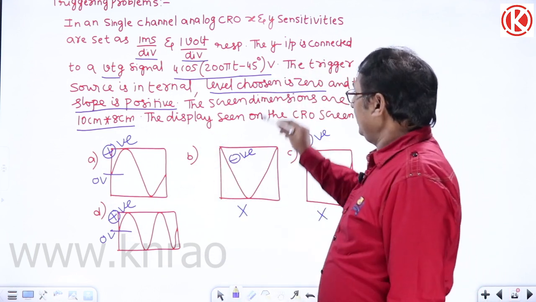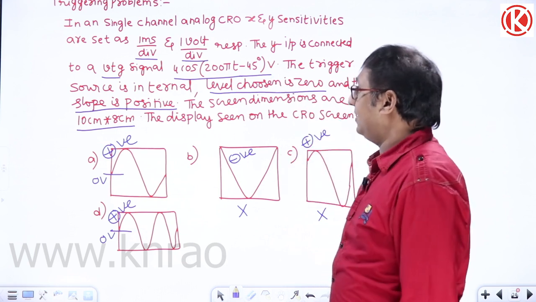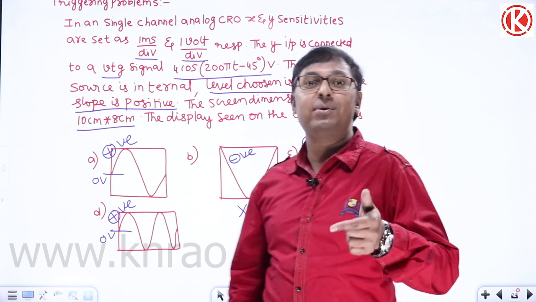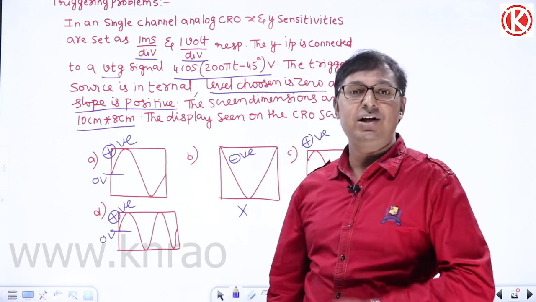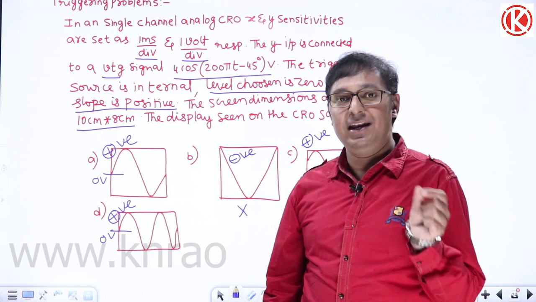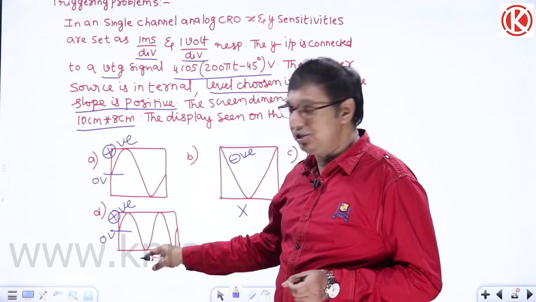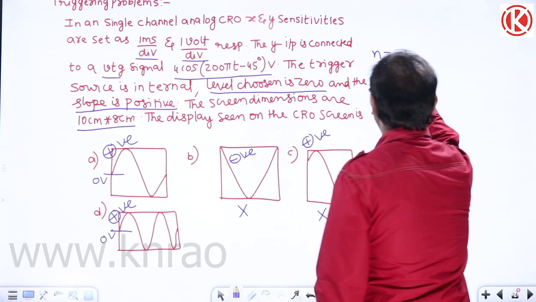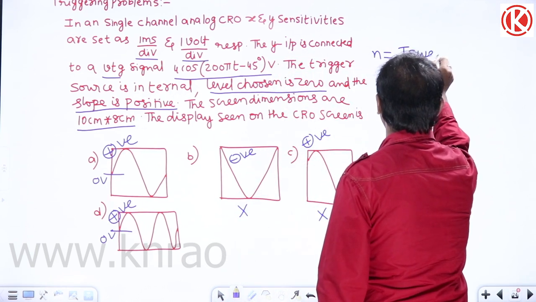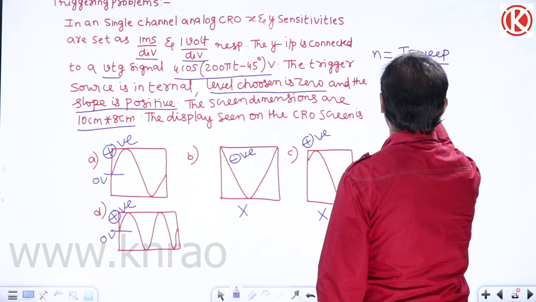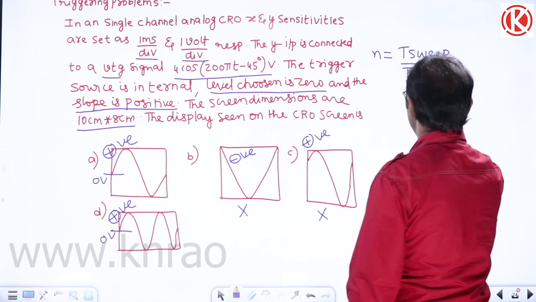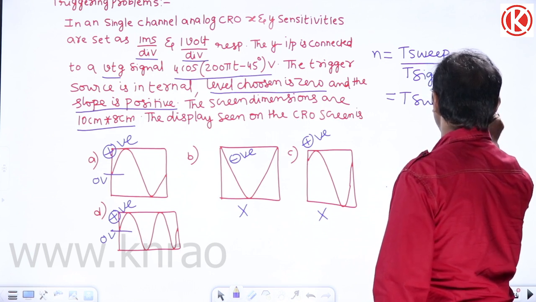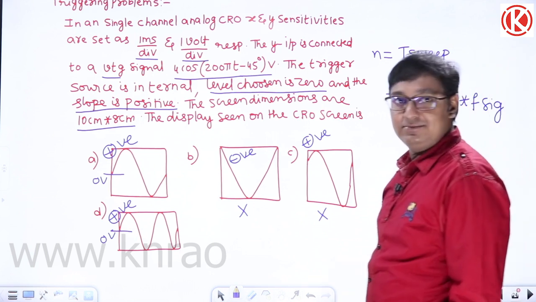Triggering voltage is over, triggering slope is also over. Now, here one cycle is there, here two cycles are there. For the number of cycles, N equals T sweep by T signal. If you get N as 1, option A is correct. If you get N as 2, option D would be correct. Now, what is the N formula? T sweep by T signal. I can also write this as T sweep into F signal.